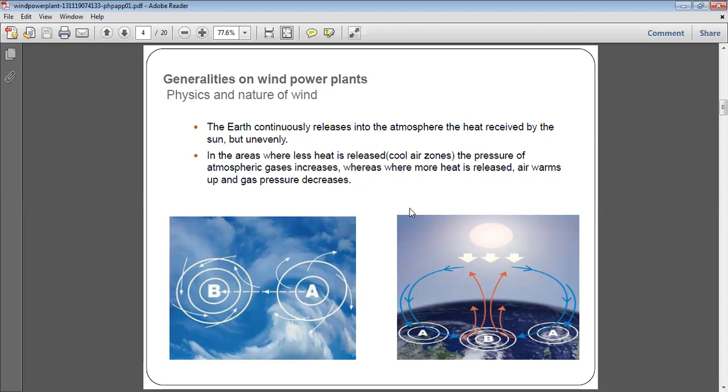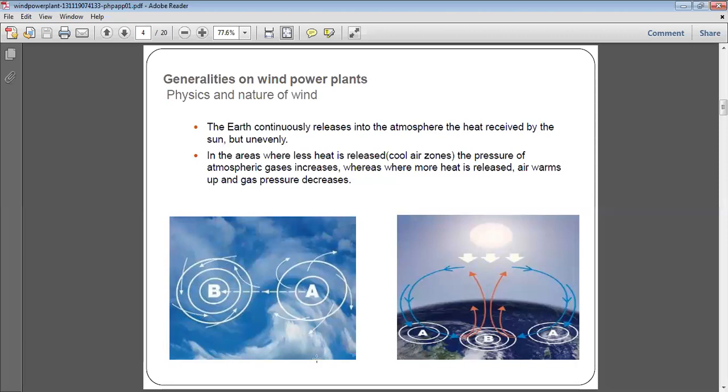Whereas in the case of heat, the more heat is released, the more the air gets warm and goes up. As we know, when we heat air, it gets lighter and moves up, and this tends to decrease the gas pressure.